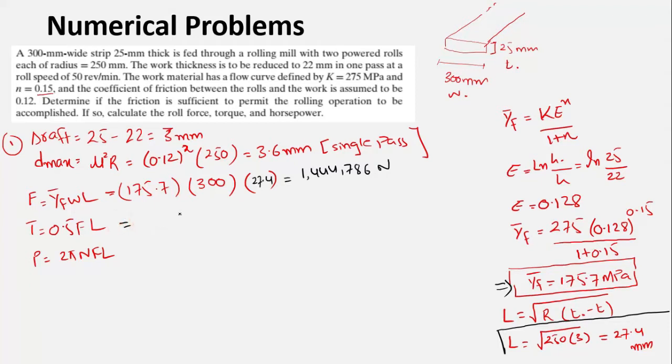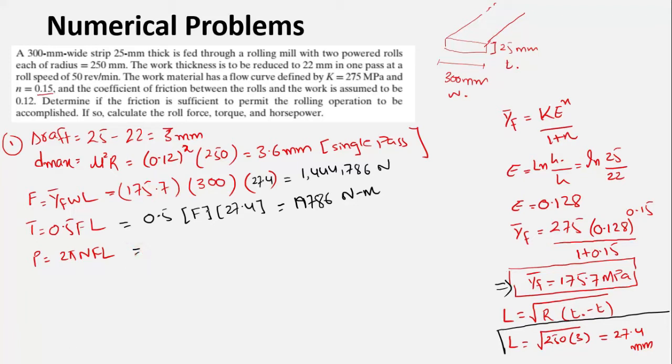So for the torque, we will have 0.5 into the force into the contact length. Contact length was equal to 27.4. So we will have 19786 Newton meter.